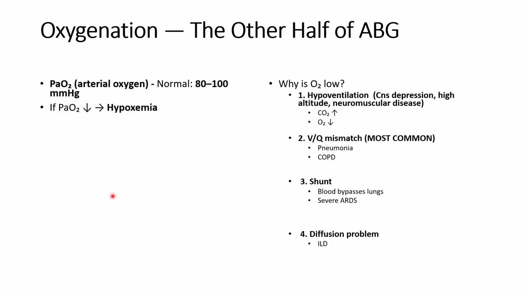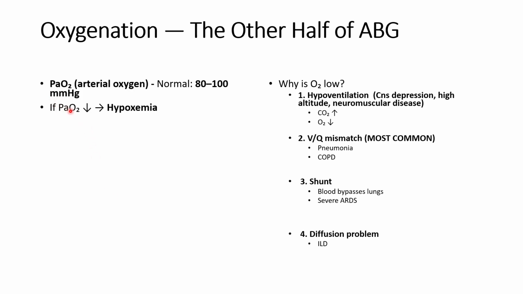Then we have seen how to read an ABG, what happens in metabolic acidosis, respiratory acidosis and respiratory alkalosis. Metabolic alkalosis we will see later on. Now, apart from this, in ABG, another thing you see is oxygenation. That is the other half of ABG.